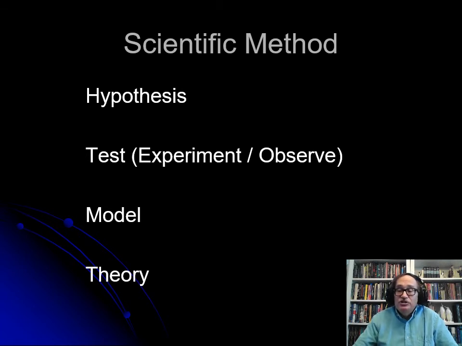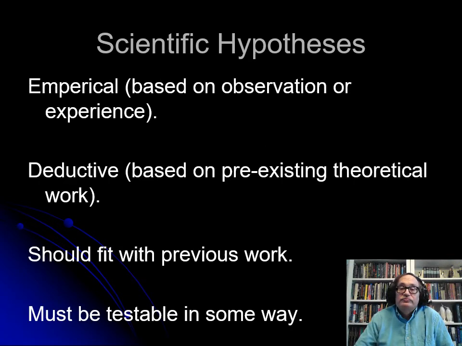Astronomy is a science. It's not just a couple guys going out and saying, hey, I look out there this way, I think it is. No, it's stuff that's been verified through observation, experimentation, models, and theories, mathematics. So your hypothesis can be empirical. That means it's based on observation or experience.